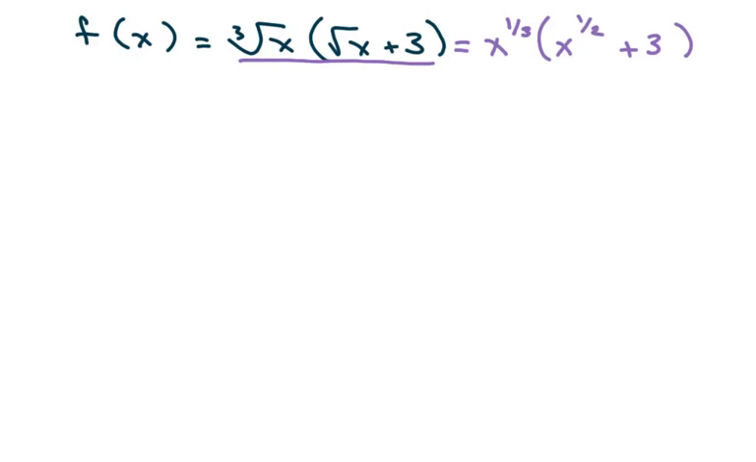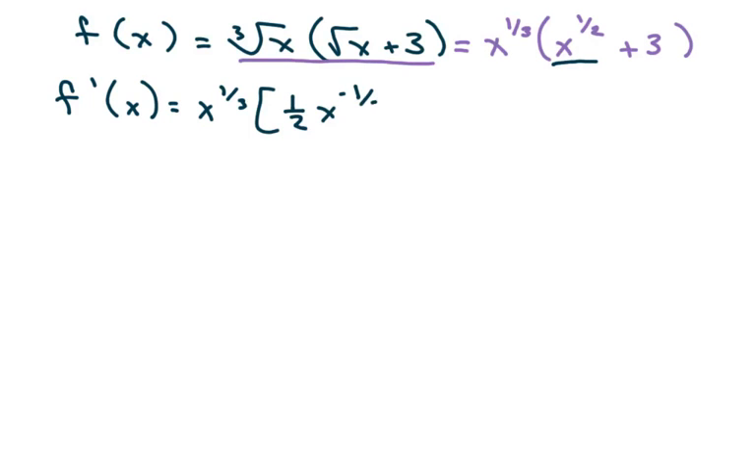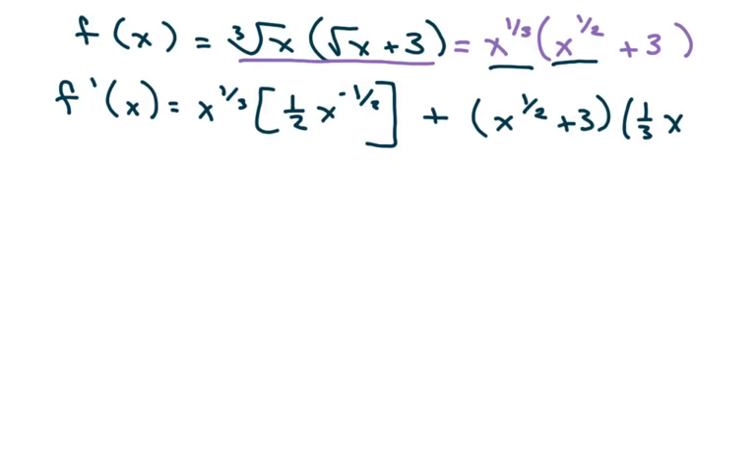So we're going to use the product rule and write down x to the 1/3. Take the derivative of this piece. That's just going to be 1/2 x to the negative 1/2. And the 3 goes away. And then you do plus, and then we're going to write this piece, x to the 1/2 plus 3 times the derivative of that, which is going to be 1/3 x, and if you subtract 3/3 from that, that's going to be negative 2/3.